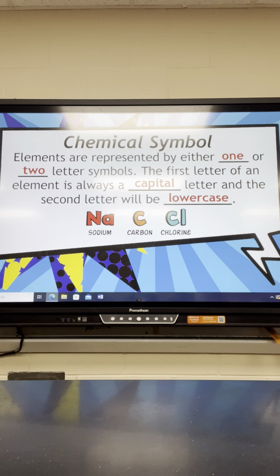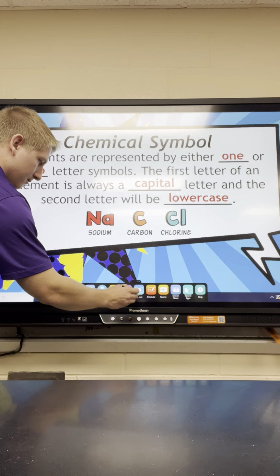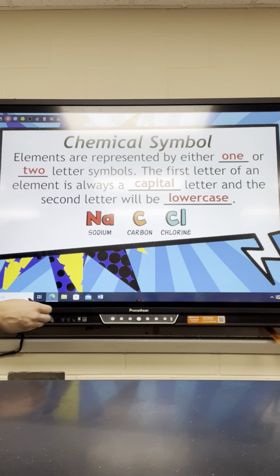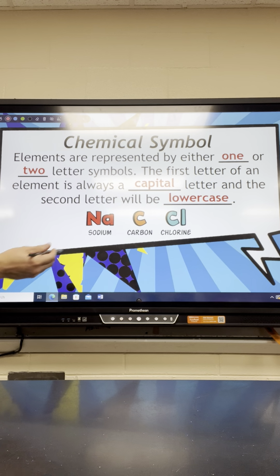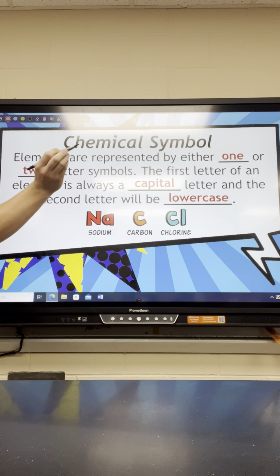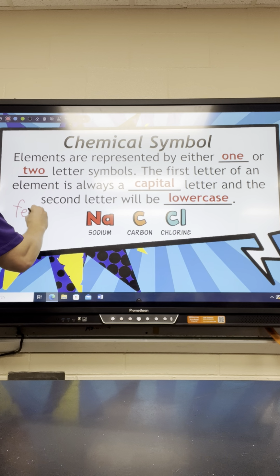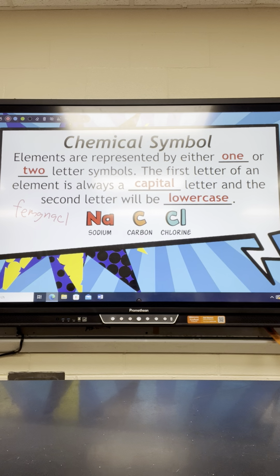Yes, Zarka. Because if there's two and one is capital, it's one element, so you can know it's one element. Let me ask you this. That's right, but would it be difficult to understand this? How do you know which one's which? How do you know that's sodium and not nitrogen and something else?